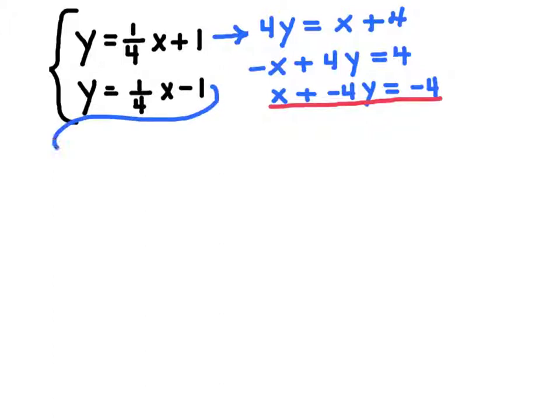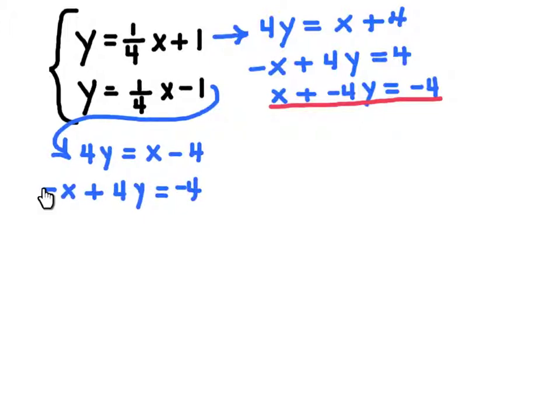So now let's take our next equation, and again, we're going to multiply this equation all the way across by 4 to get rid of the fraction, and we have 4y is equal to x minus 4. Now again, let's add a negative x to both sides, and we get a negative x plus 4y is equal to a negative 4. We're almost in standard form.